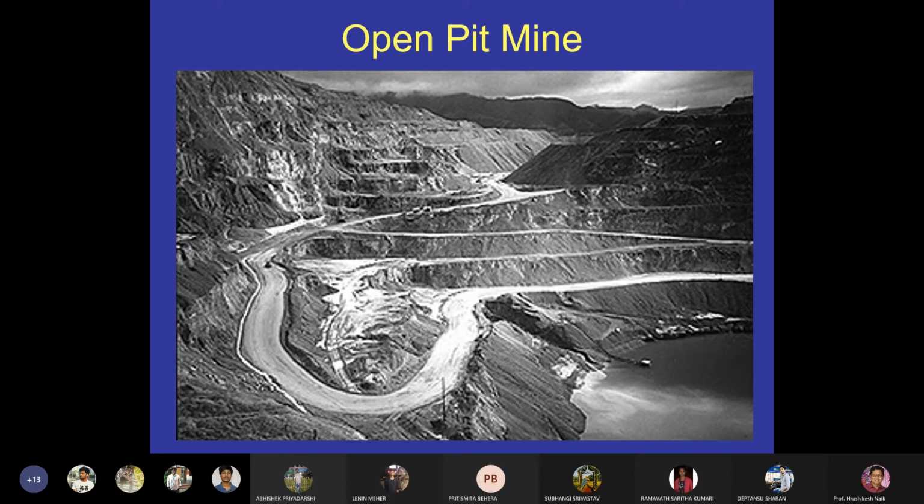And the upper benches are having the overburden material, waste material, which are dumped in the waste dump. So this is one example of an open pit mine.